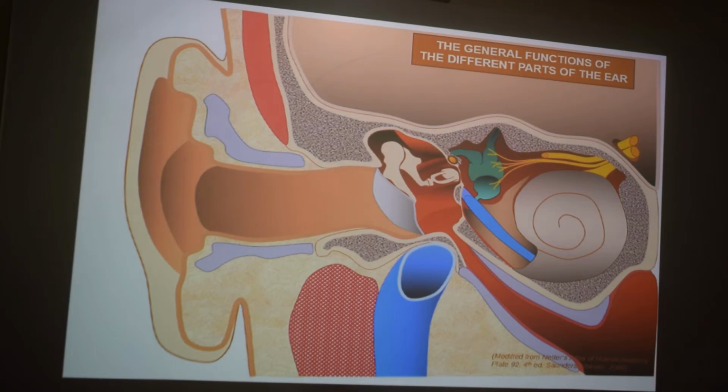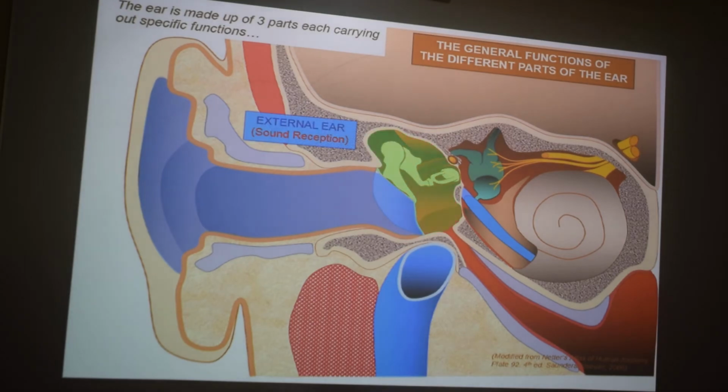What would be the function of the wax here? Why do you need wax here? Protection. It traps. It can trap certain things, like insects going into your ear. It can also trap water going into the ear because it is wax. So if you're bathing or doing something, you don't want your ears to be filled with water. So it can stop that.